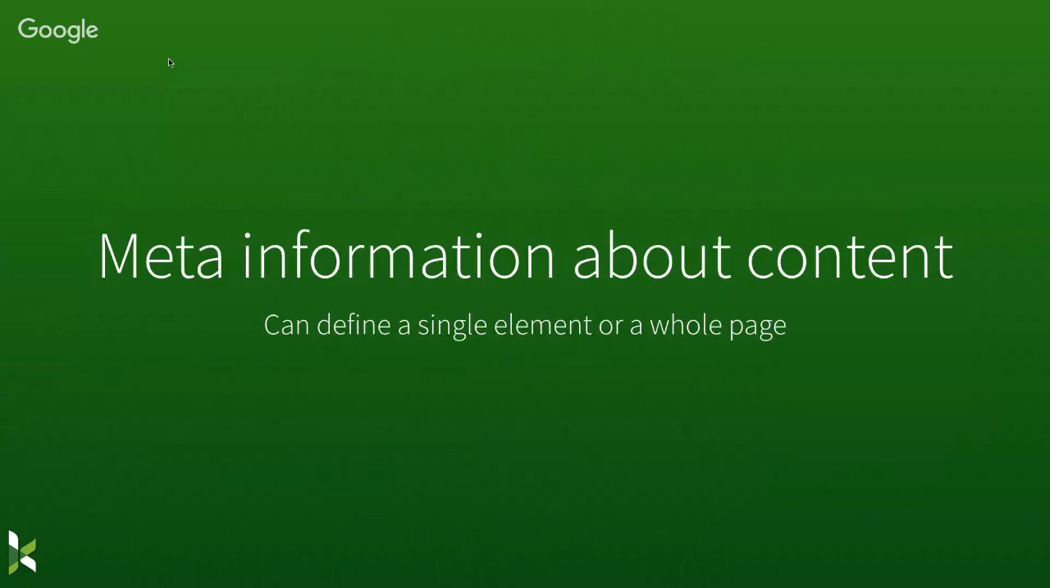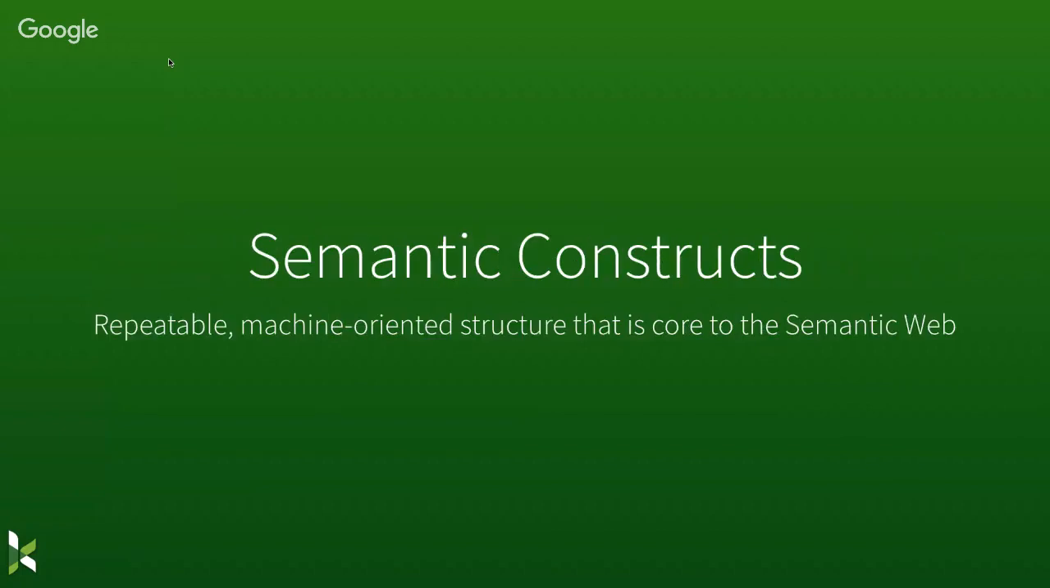Structured data is meta information about your content. It can define a single tiny element of content on your page, say a contact person, or it can describe the page in its entirety. What we are looking at is an article on some high level. And obviously it's the kind of thing that you can nest one within another. So structured data has the potential to get pretty complex.